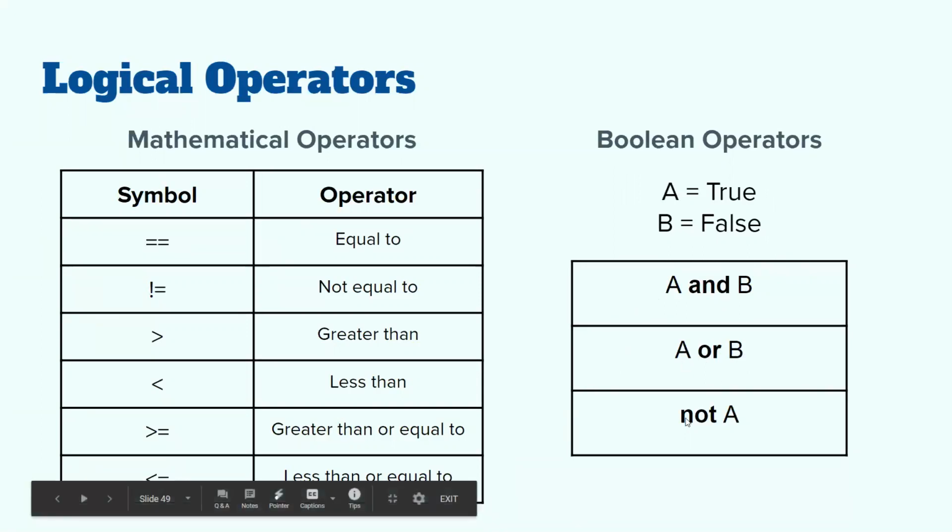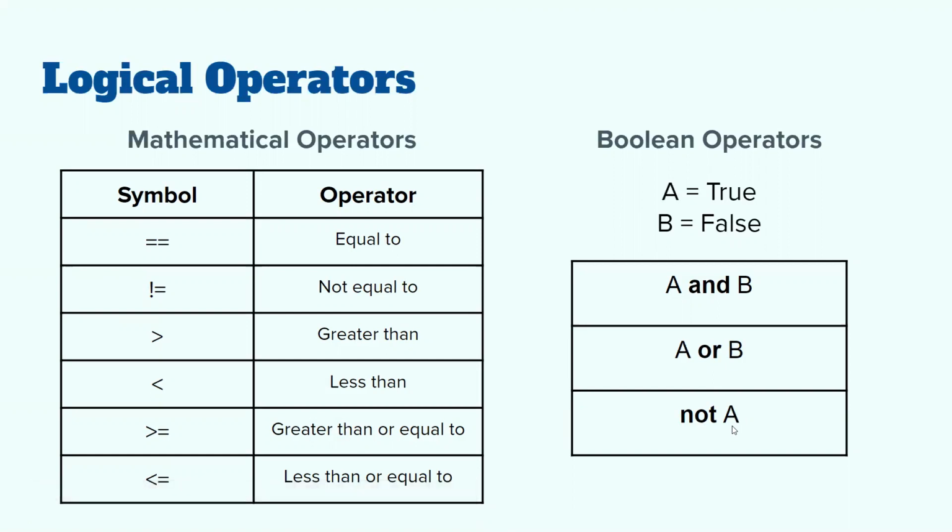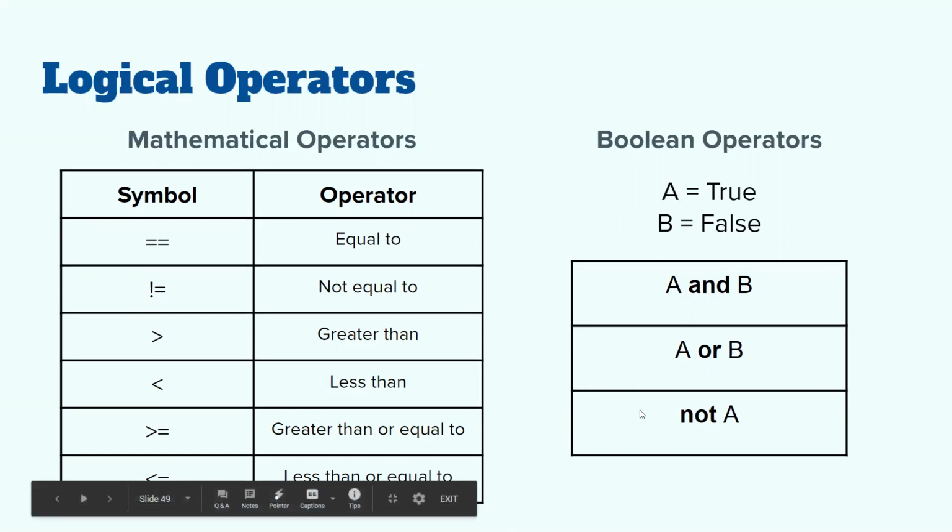And then finally, we have not. And not basically just takes whatever you have in A or whatever variable you have here and just flips it. So in this case, A is true. So not A would make the entire thing false. And not B, so B is false in this case, that would make the entire thing true. So it just flips whatever you have there.